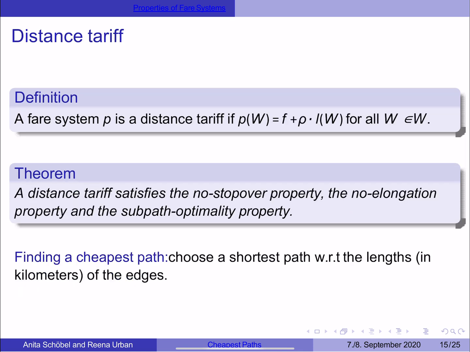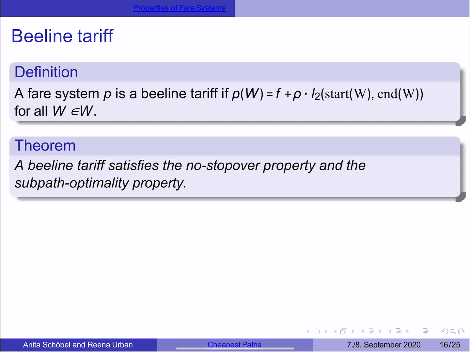It is again easy for the distance tariff. A distance tariff is a tariff where the price for a path W depends on a fixed price F plus a price ρ per kilometer times the length of the path. And also a distance tariff satisfies all three properties, which can be easily seen, and it is somehow the same thing as computing shortest paths in networks with respect to their length. So that is again easy to find them.